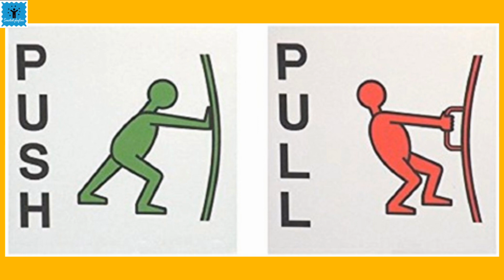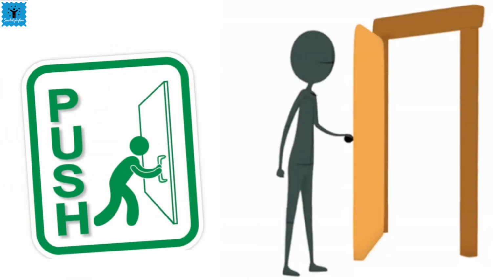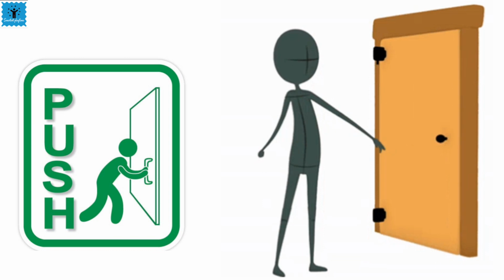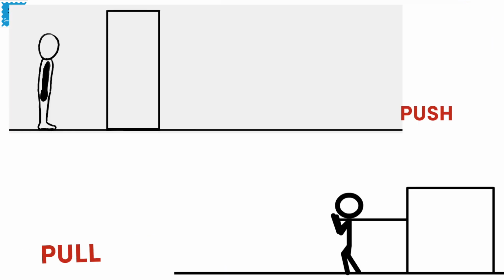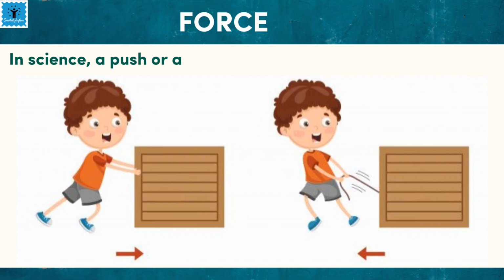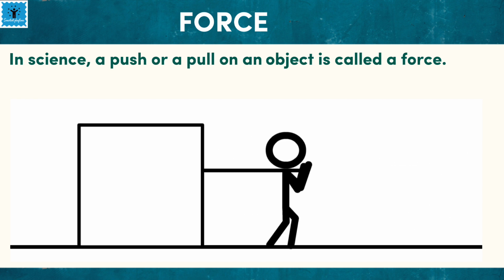All these actions can be grouped under push or pull. Like when you open a door, you are pulling it. And when you shut a door, it comes under pushing. So we can conclude that to move an object, it has to be pushed or pulled. In science, a push or a pull on an object is called a force. So we can say that an object moves due to the action of force.